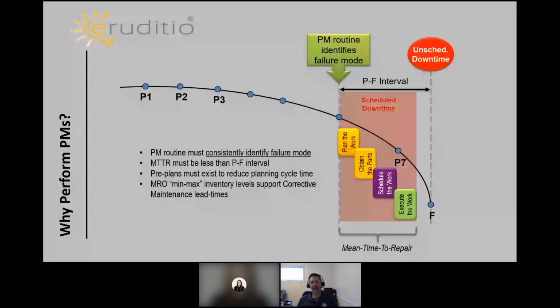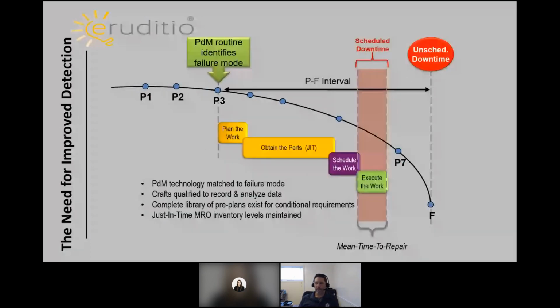So we want to extend that P to F interval by being more effective in our inspections, moving further up that curve. If we do it properly, we have lots of time. All right, so we're going to leverage not just predictive maintenance up here, we can also leverage information from our MES or manufacturing execution system. We can leverage process parameters. We can leverage all those things, or a combination, to give us these warning signs to get further up that curve. The further up the curve we go, the better.